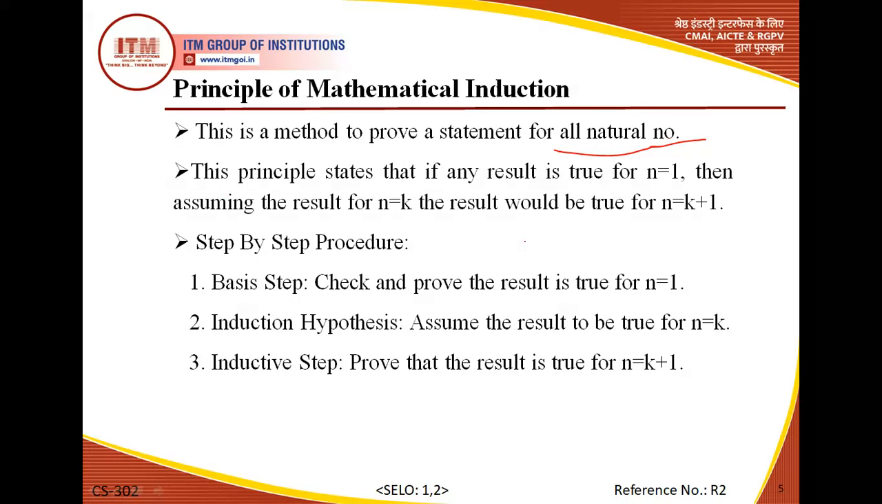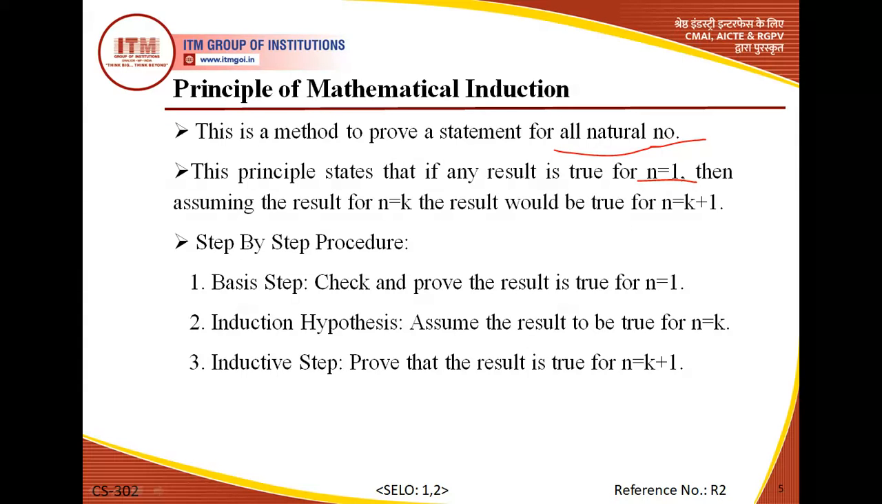So basically, what happens in this principle is that if the principle is true for n is equals to 1, we would check this. Okay, so if this is true for n is equals to 1, then we would suppose that it would be true for some k also. Okay, and if that is true for some k, then we would prove that it would be true for k plus 1 also. Okay, so we have basically three steps.